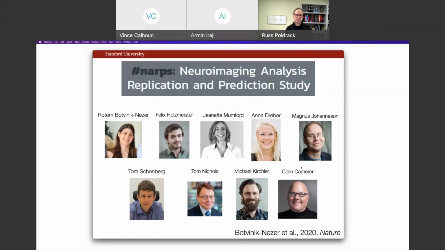So we set out to look at how this works in the wild in a study we called NARPS, the Neuroimaging Analysis, Replication, and Prediction Study. I'm sure there are some people on the call here who were actually co-authors on this. We had almost 200 co-authors on the paper that was published last year, really led by Tom Schonberg and his student Rotem, who's now a postdoc with Tor Wager, along with a number of others, both from the economics world and the imaging world, because there's also a prediction market component that I'm not going to talk about here.